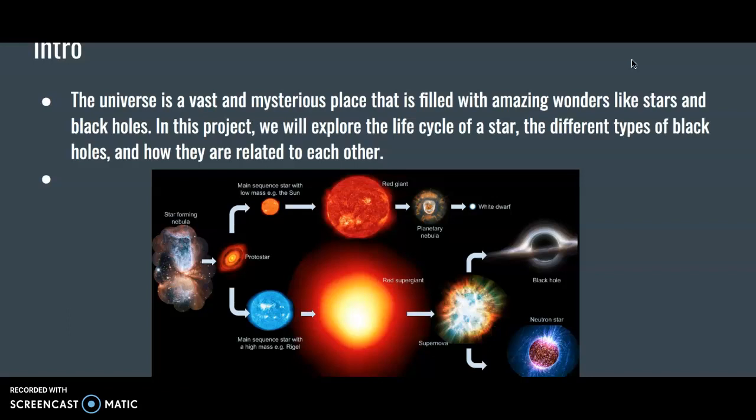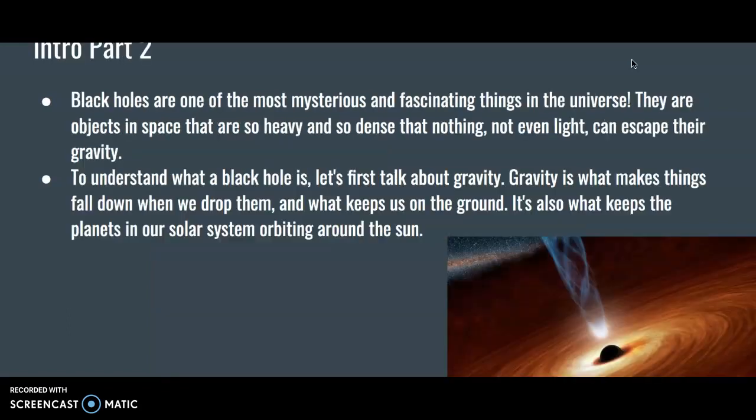So, in this picture, we could see how the star starts as a nebula and then it goes into the protostar, then the main sequence of a star with high mass, then the sun, a red giant, a red supergiant, a planetary nebula, a white dwarf, supernova, and then into a black hole or a neutron star.